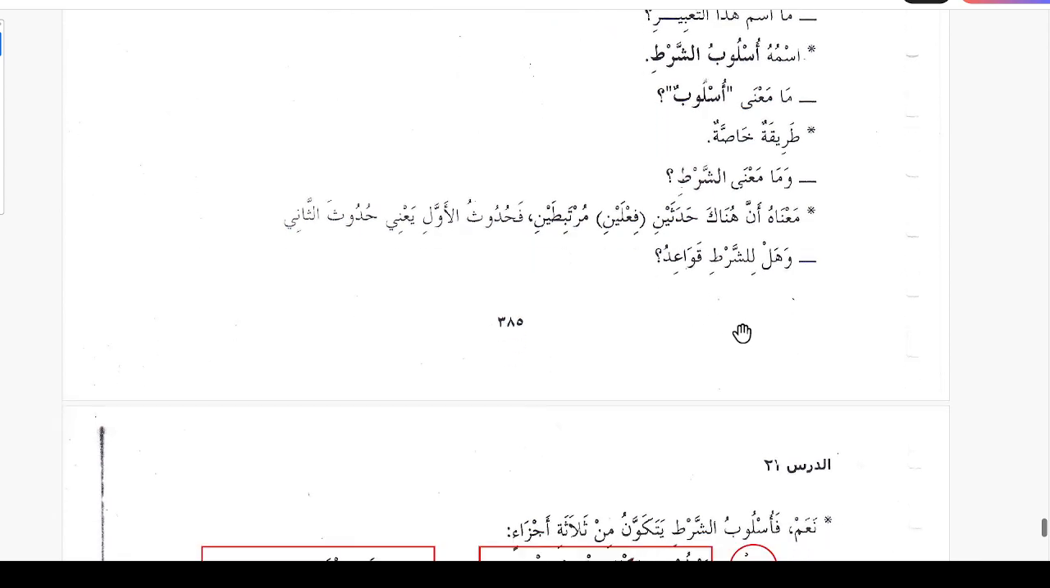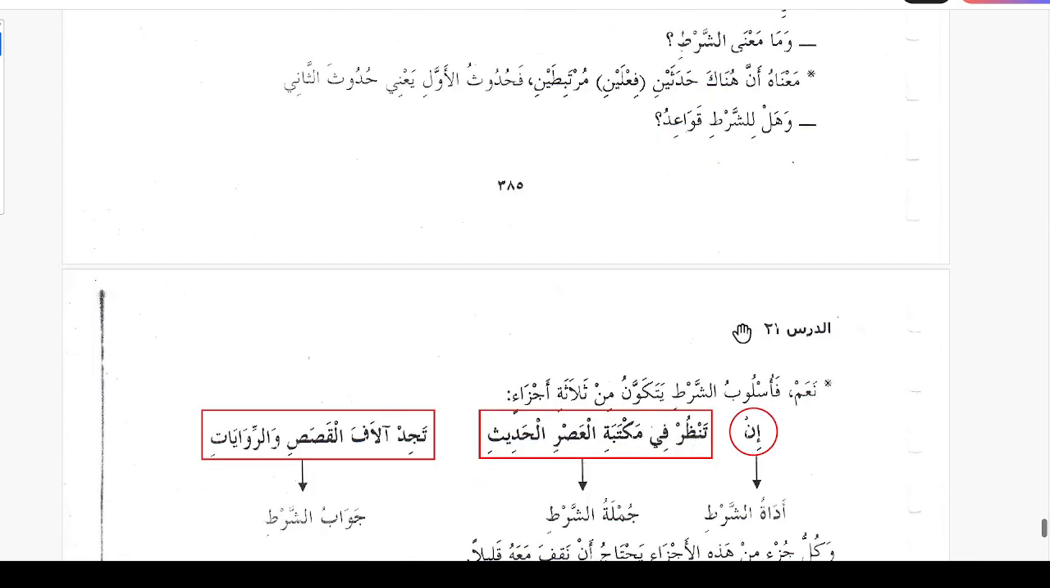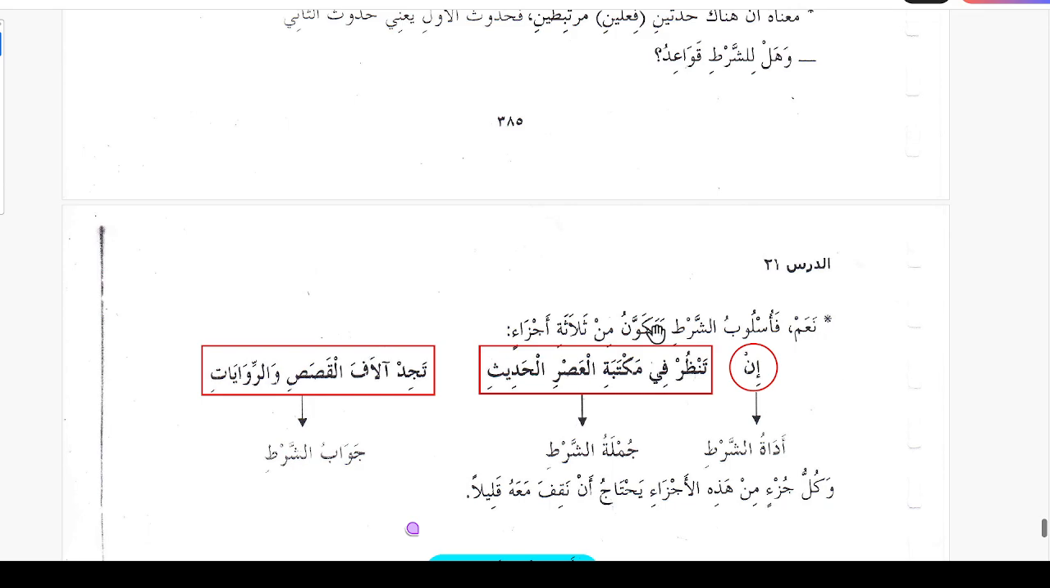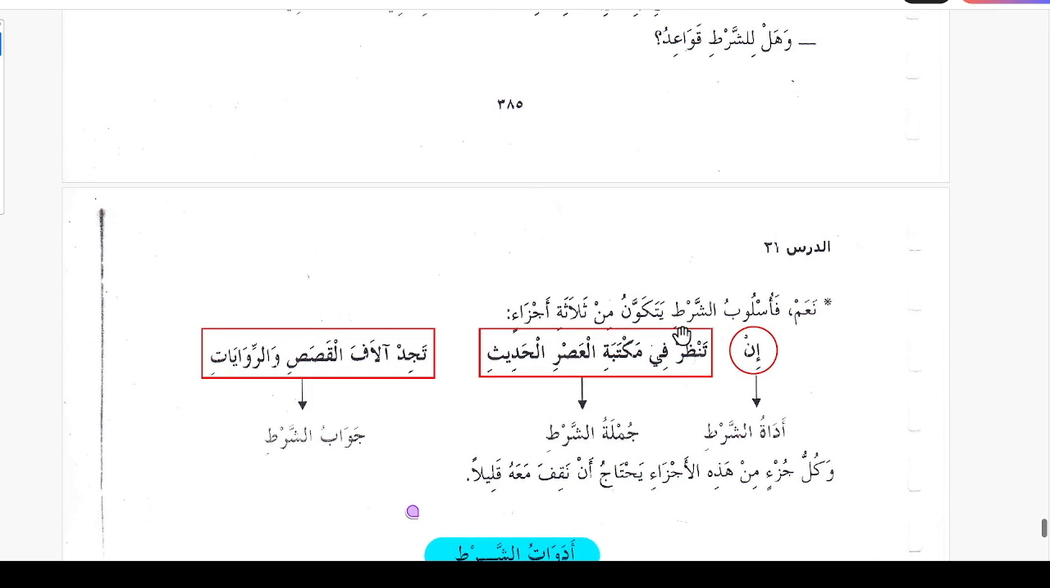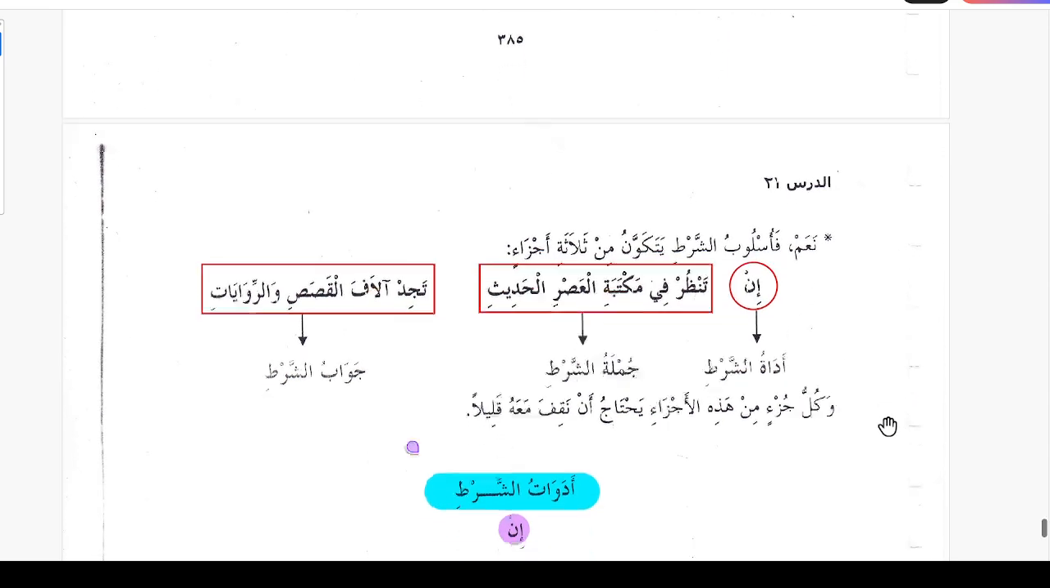So are there any rules for this shart, for these conditional sentences? Yes. The style of the conditional sentence consists of three parts. In other words, there are three parts of a conditional sentence.